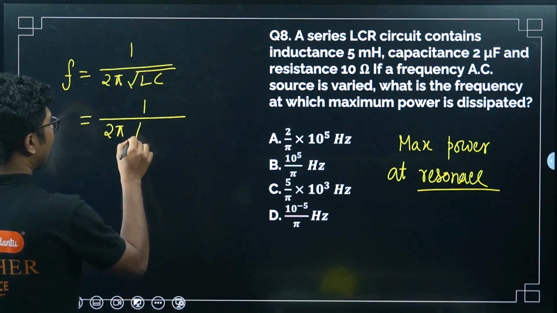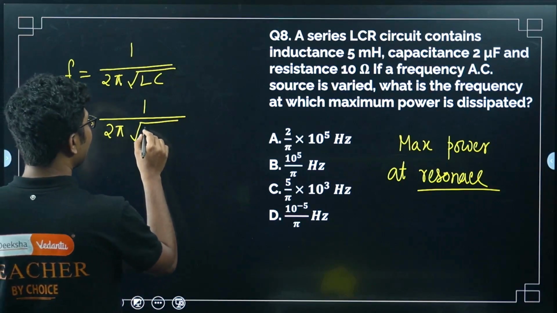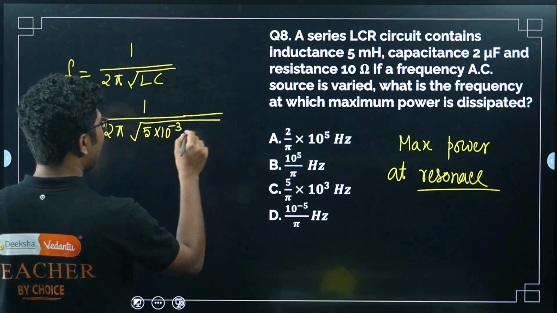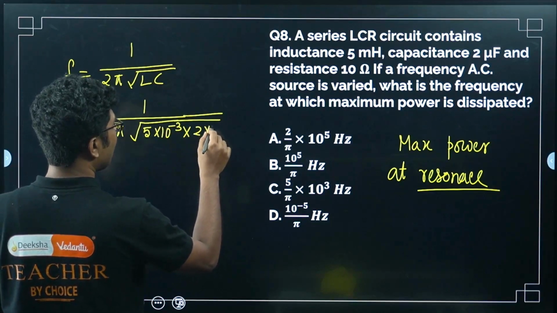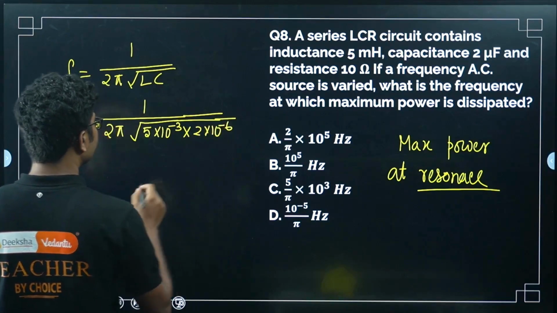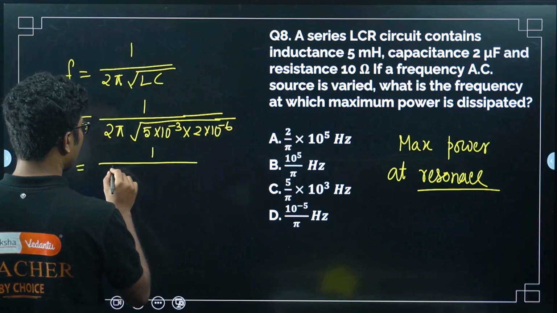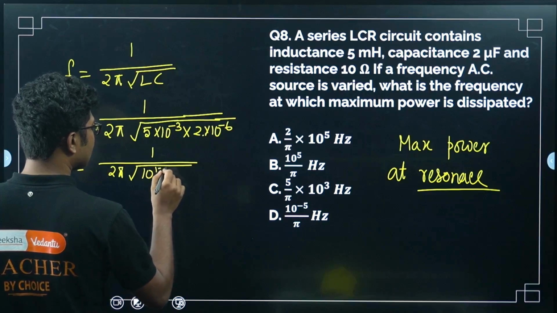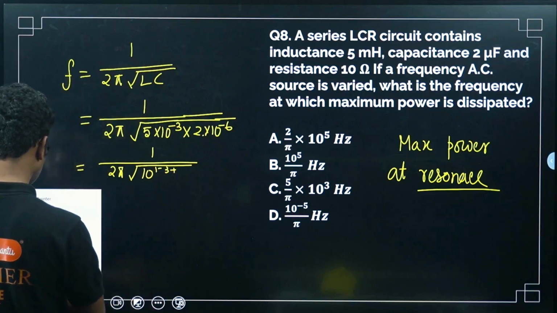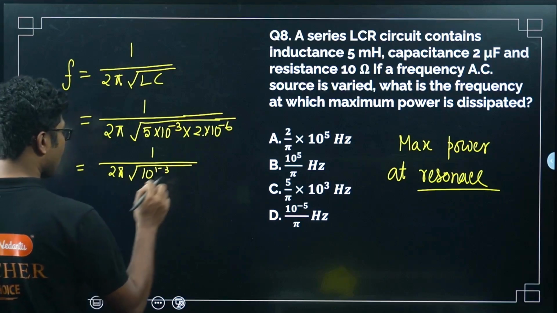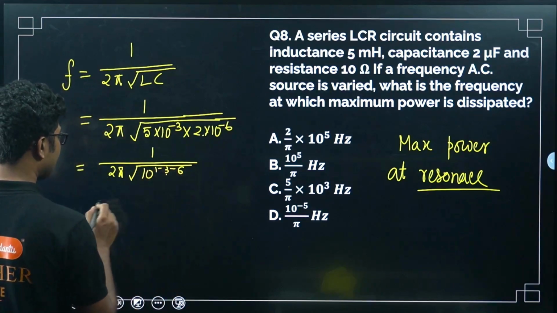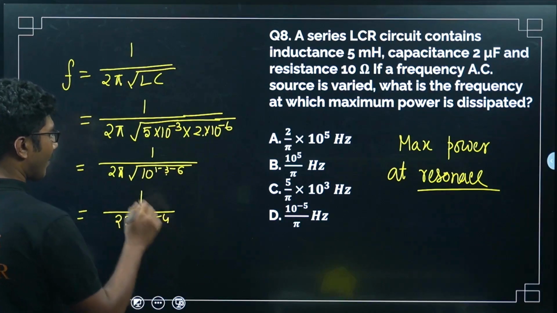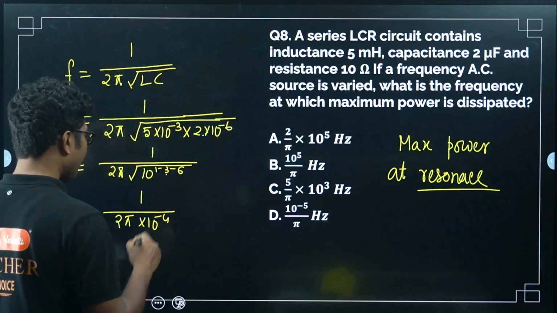So 2 pi, L is 5 millihenry. 5 millihenry means 5 times 10 to the power of minus 3. Milli means minus 3, and capacitance is 2 microfarad, 2 times 10 to the power of minus 6. So let me simplify. 2 pi square root of 5 times 10 to the power of 1 minus 3 minus 6. So that is minus 9 plus 1, that is minus 8. The square root of that, minus 8 inside the square root, came out to be minus 4.